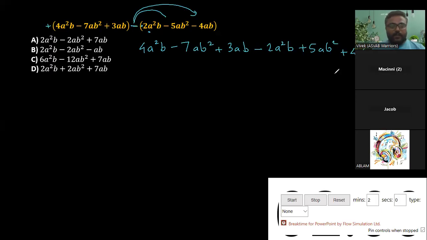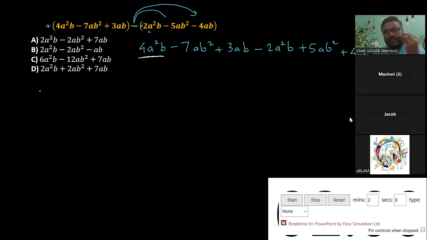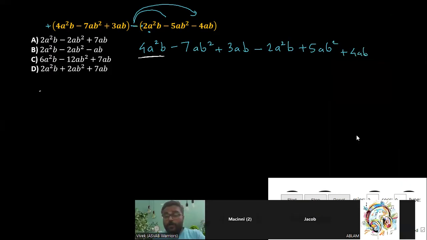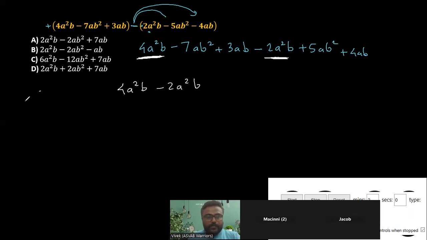Now, let's try to combine the like terms. Everything has the same variables over here, which are a and b. But what is going to matter now? The powers. So let's find the terms where the powers are the same. 4a square b minus 2a square b. So I'll just combine them together.